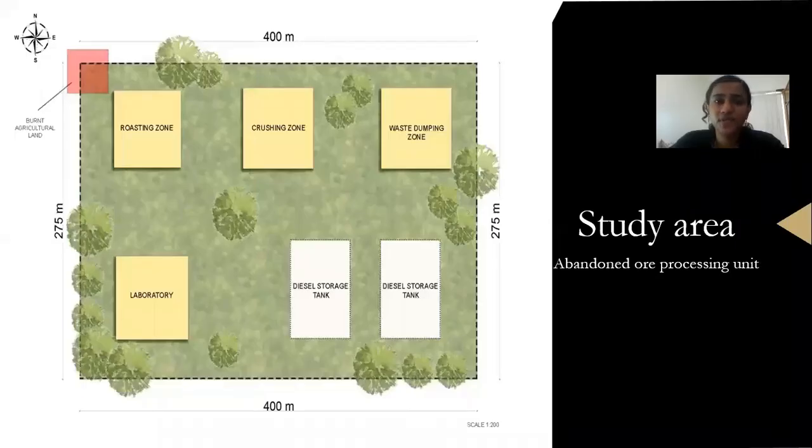Next, I'm going to introduce our study location. The site has been used for processing of ores and minerals. The unit has different zones for processing of minerals, which include the roasting zone, crushing zone, and waste dumping zone. The site also consists of a laboratory building constructed of asbestos, particularly in the roof. The site has 2 above-ground diesel storage tanks. Moreover, the northwest part of the site was used as agricultural land that is affected by bushfire. Hence, we have found that the location is contaminated with 4 major pollutants, namely heavy metals, fuel hydrocarbons, asbestos, and ash from bushfire.